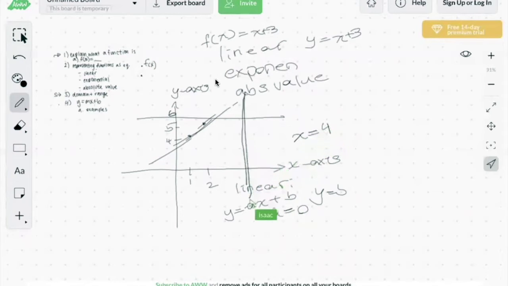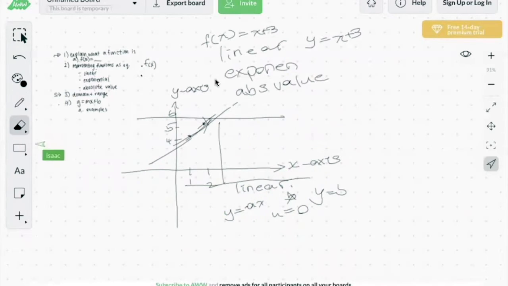But yeah. Wait, we can't say the vertical line is a function because it's not. No, Isaac, that's not a function. I was testing you. That's what you shouldn't be doing.